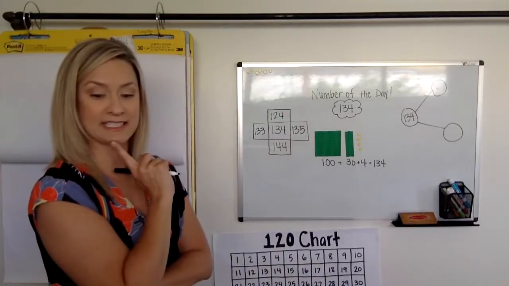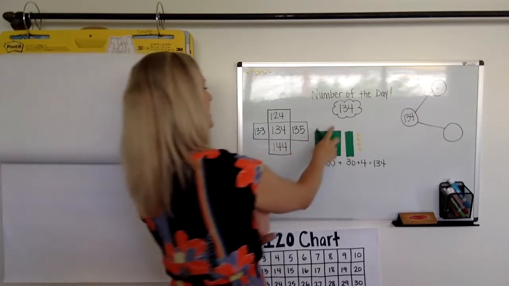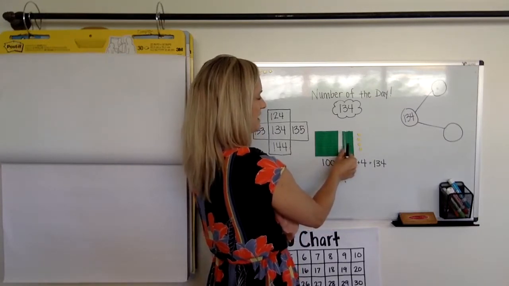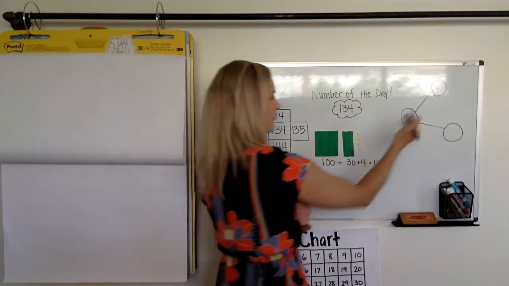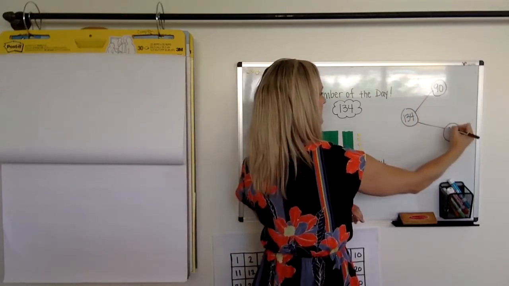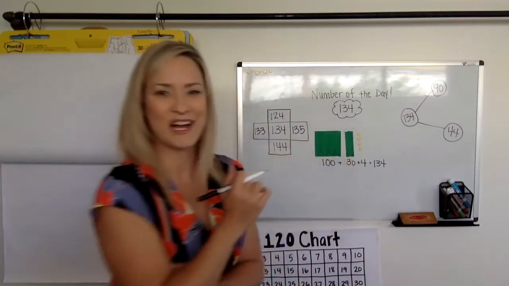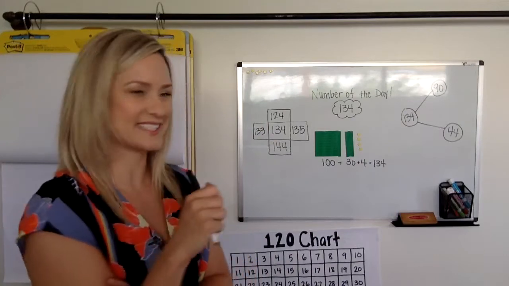Okay, I'm gonna guess. I wonder if anybody used this to help them. I wonder if anybody was like, ooh, I can move that one over there and do 90 and 44. Did anyone do that? Tell me in the comments if you did, because I always find it really interesting to see how you guys are solving it. I love when you guys tell me.